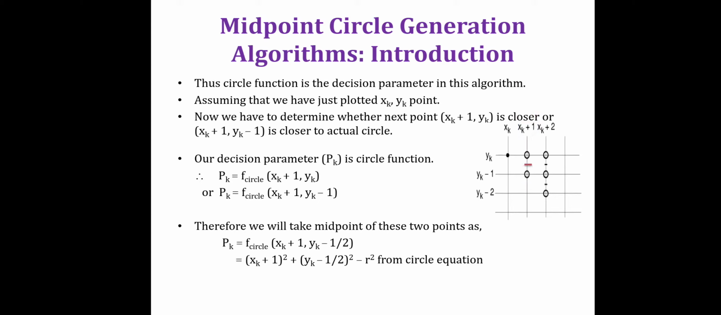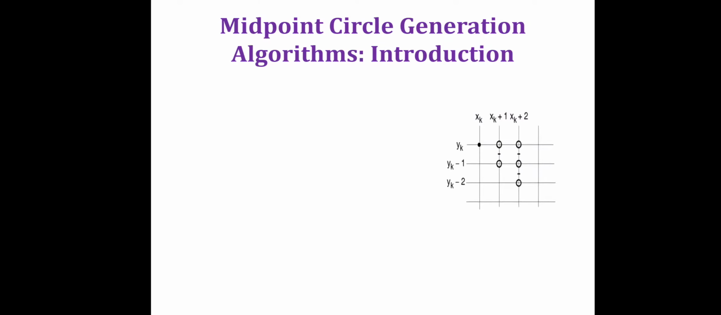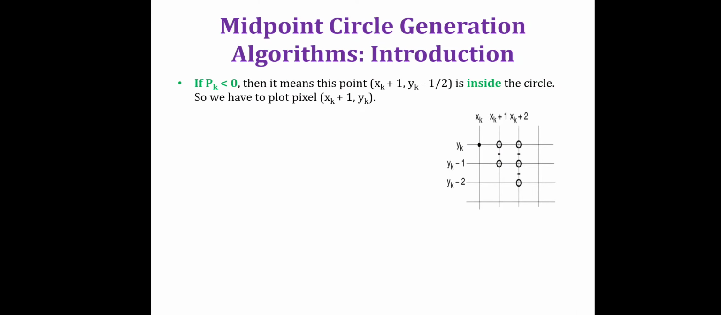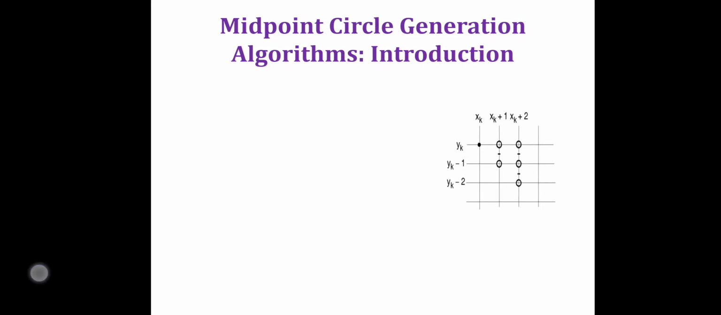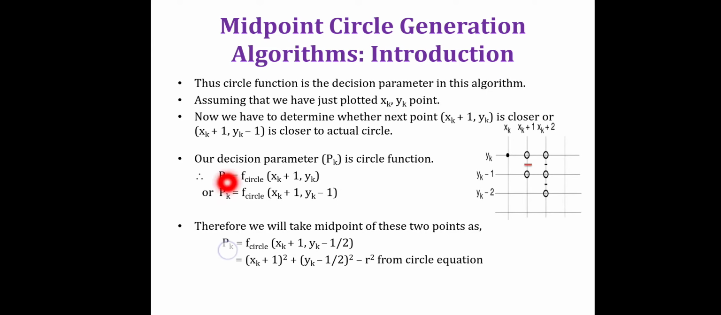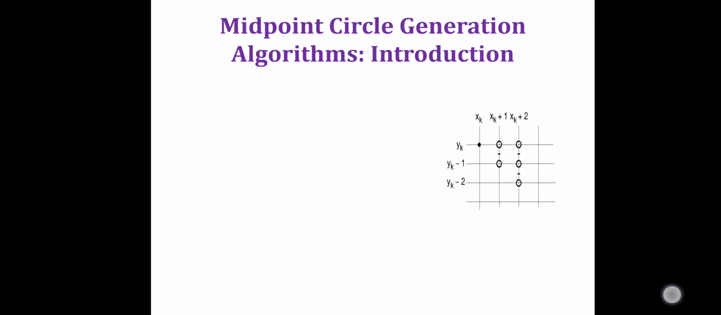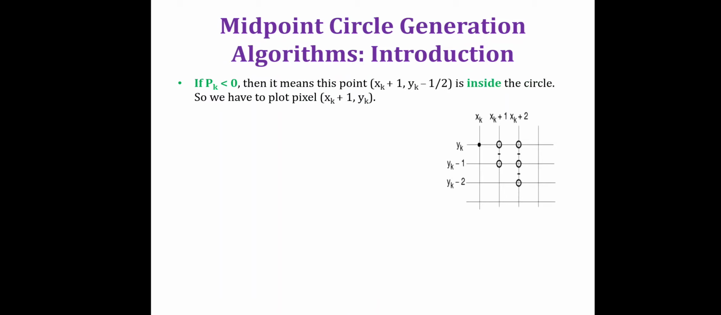By putting that into the equation x square plus y square minus r square, the equation will look like this. This is the equation of the circle for that midpoint, found in terms of pk. If the calculated pk is less than 0, then the point is inside the circle. So what do we have to plot? We have to consider the upper point, that is xk plus 1 comma yk.